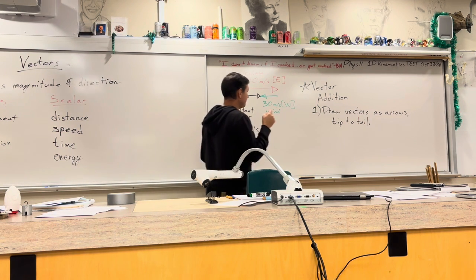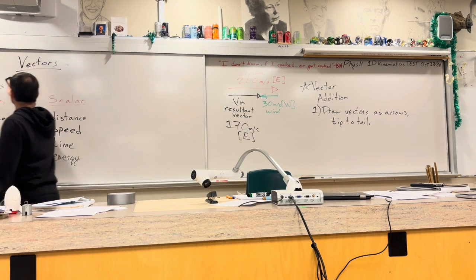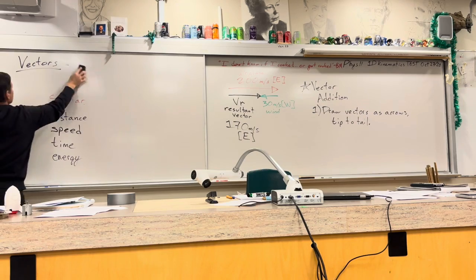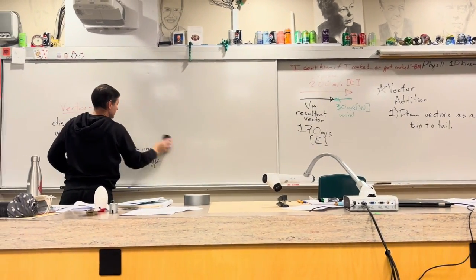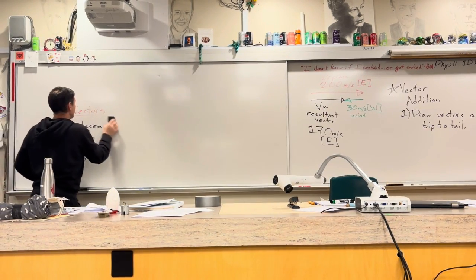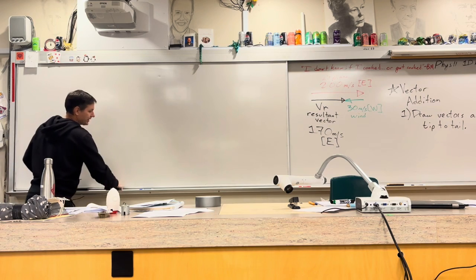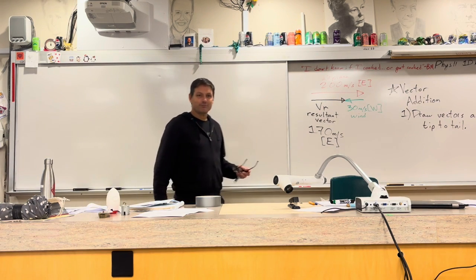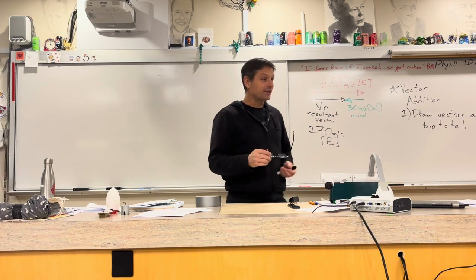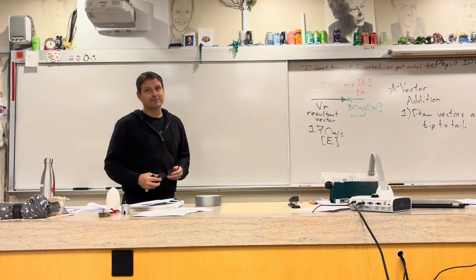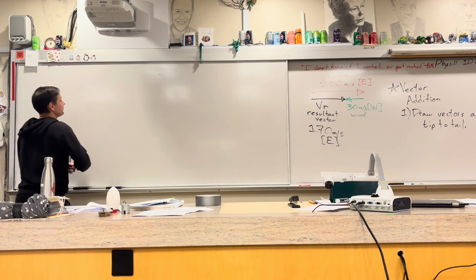Okay, so let's go back to this board here. So that's kind of the concept of vectors in a nutshell. As you could guess, IB problems get a little more difficult than 200 minus 30. So let's talk about a river now. Let's draw a river.